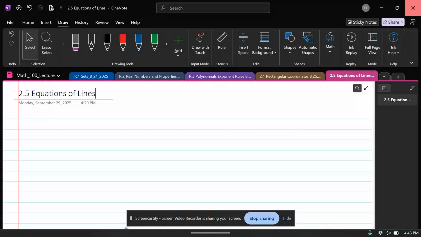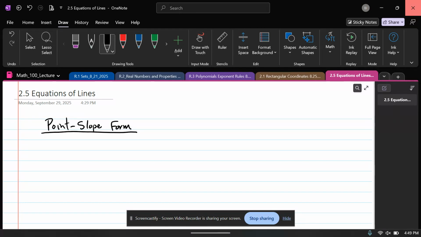All right. Equations of lines. So this is going to be related to that slope-intercept form that we talked about in the lab, but we're going to talk about the three different forms of equations of lines. The first form is called point-slope form. With point-slope form, you have y minus y1 equals m times (x minus x1).